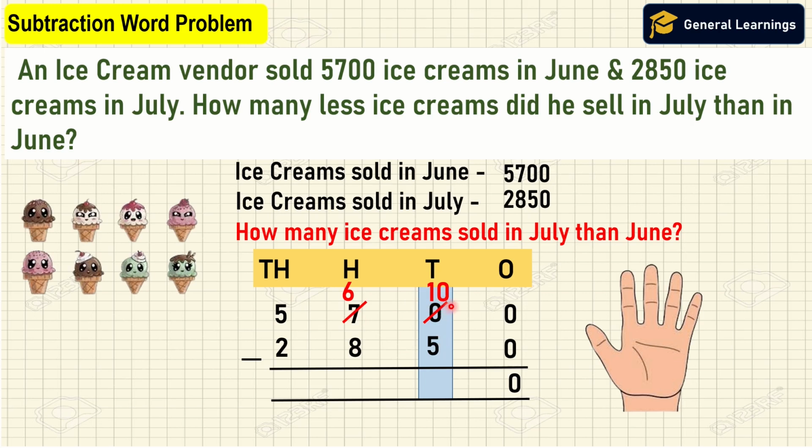So we need to keep 10 in our mind. Then before 10 is 9, 8, 7, 6, 5. So 10 minus 5 is 5.